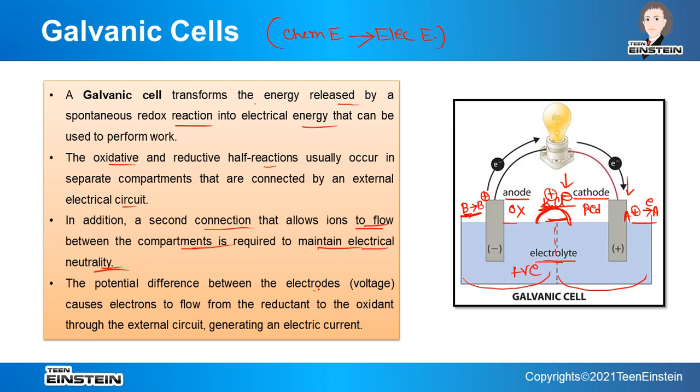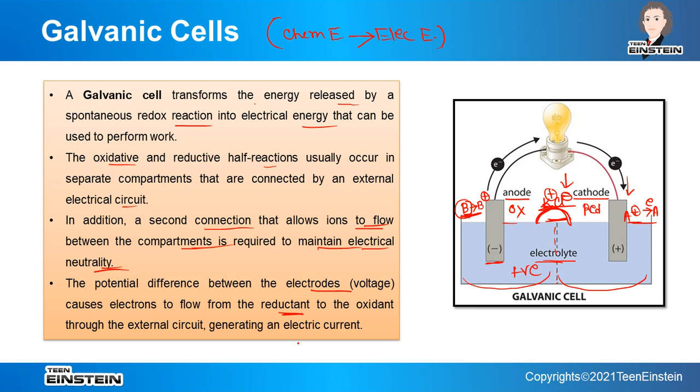The potential difference between the electrodes, that is cathode and anode, is causing the electrons to flow from the reductant to the oxidant. So what is the reductant? B here is the reductant, because it is itself oxidized. Reductant means reducing species and oxidant means oxidizing species. So here A plus is oxidizing B to B plus, and B is reducing A plus to A.